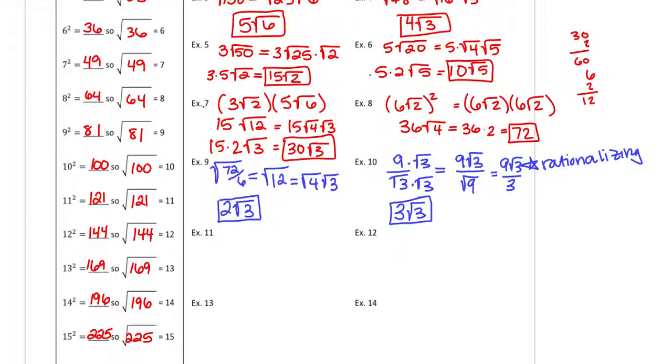Okay, example 11. 4 over the square root of 6. So this is the same issue as example 10. So hopefully you're telling yourself, hey, you've got to rationalize this. So you're going to multiply the top and the bottom by the square root of 6. 4 times the square root of 6 is just 4 square root of 6.